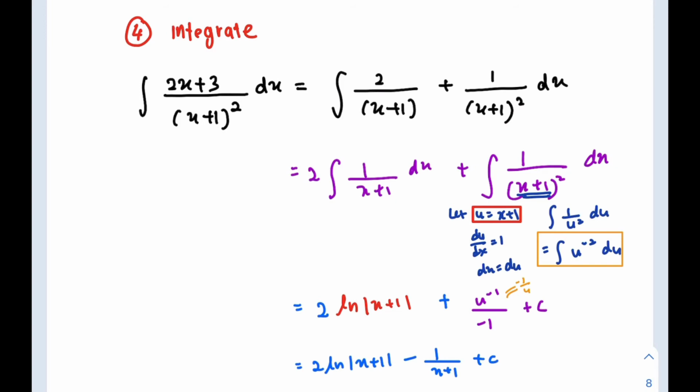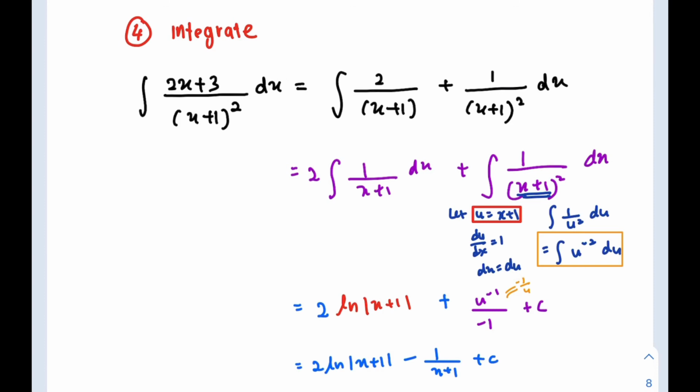Okay, so now we are ready to integrate this function here. Now let's see the first function. This is very simple. Let's just write 2 outside, and this is just ln modulus of x plus 1. So settle with that. Now let's straight away go to the second one here. You have the denominator with (x plus 1) squared, so let's use the u substitution method. Let u be x plus 1. So du over dx is just equal to 1, and your dx is equal to du.